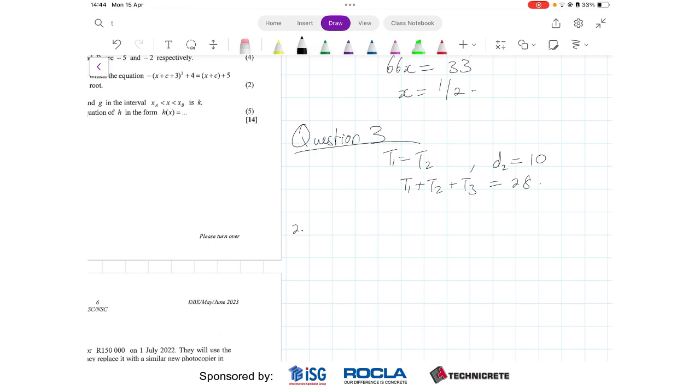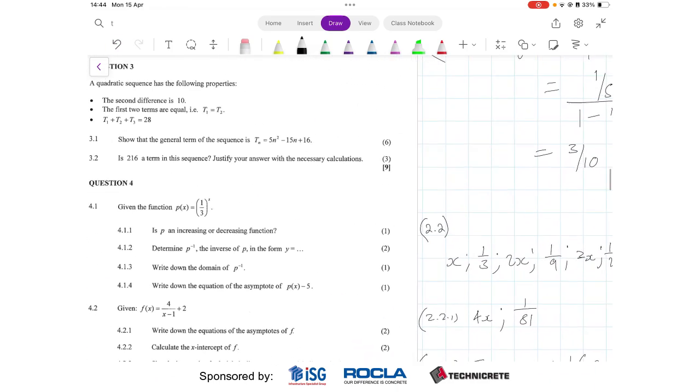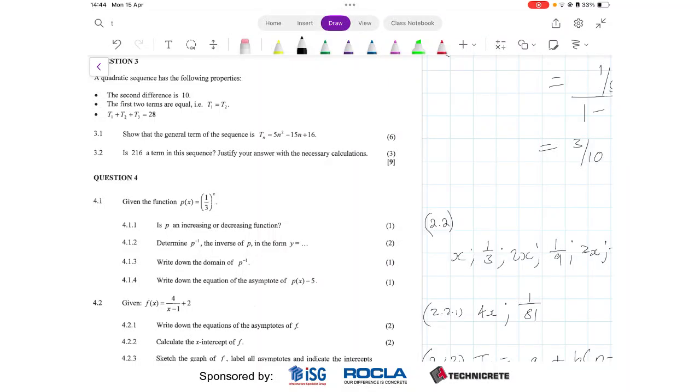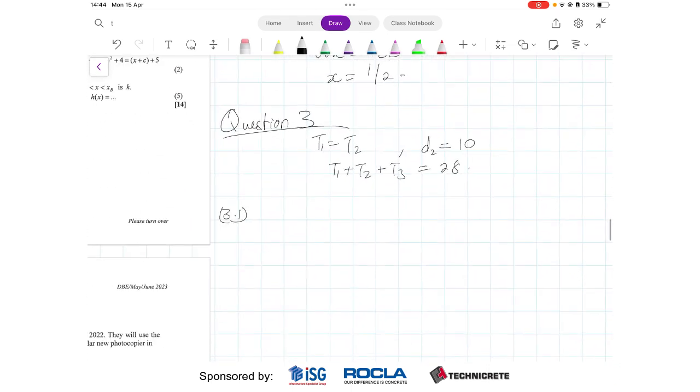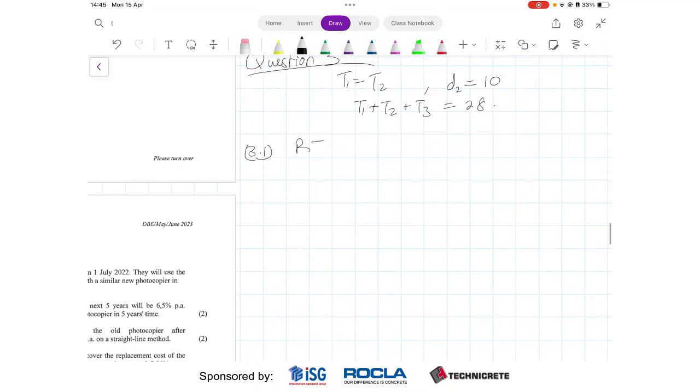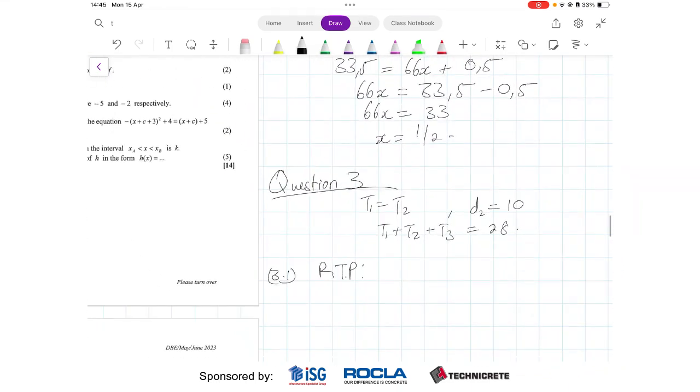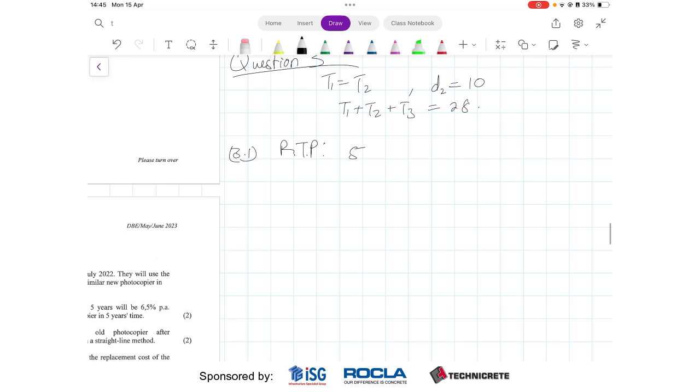Now the first question, 3.1. What does 3.1 want us to do? 3.1 tells us to show that the general term of the sequence is given by Tn is equal to 5n squared minus 15n plus 16. We are asked to show that, RTP, which essentially means required to prove. We are required to prove that Tn is equal to 5n squared minus 15n plus 16, right?